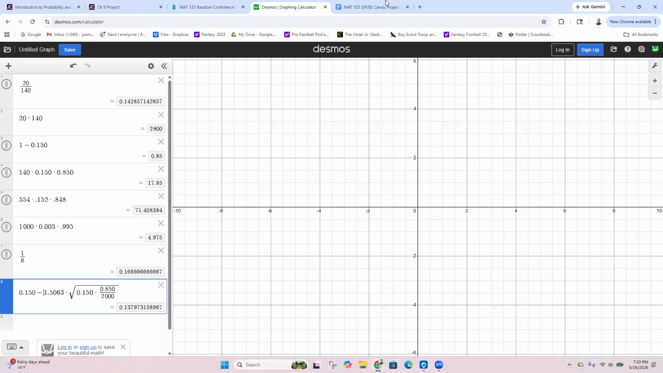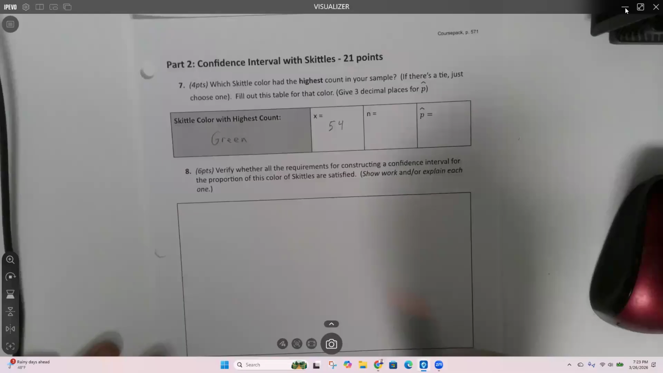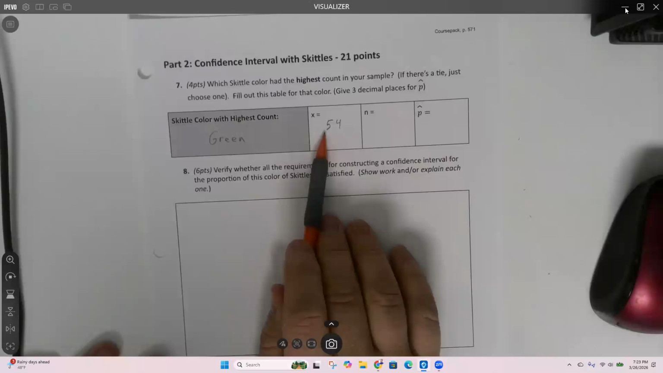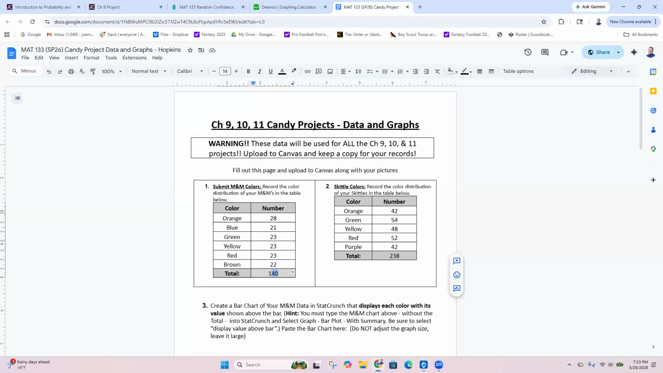Let's see what I had. For me, I had the most green. X is your success rate, so you're going to write the number for, in my case, green. I had 54 green. In fact, did you have the same as me for both Skittles and M&Ms? Someone said they had blue as well, which is fine. So Yvette and I are on the same page. At least our samples are anyway.